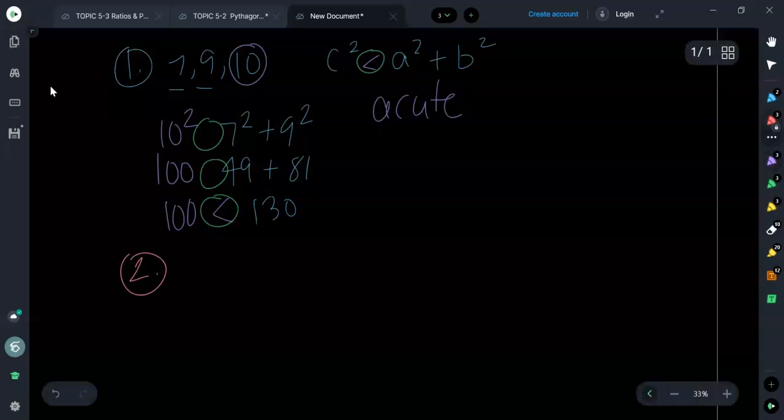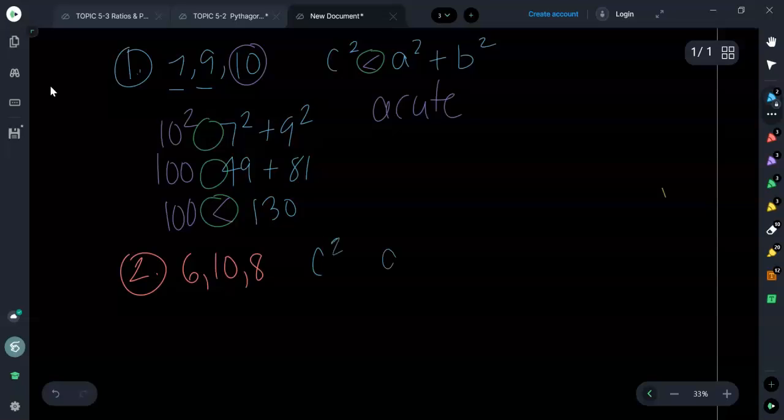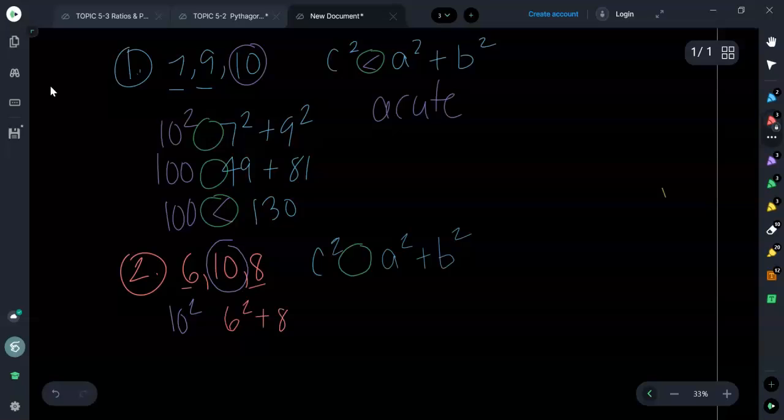Let's do example 2, and let's try this one: 6, 10, and 8. Well, once again, I'm going to take c squared, and sometimes my board freezes on me. I'm going to compare it to a squared plus b squared and see what it's going to look like. Well, what's my largest side? 10. So 10 is going to be my c squared again, and my a squared plus b squared are going to be 6 and 8. So I'm going to compare c squared to a squared plus b squared. I'll put my little circle there.